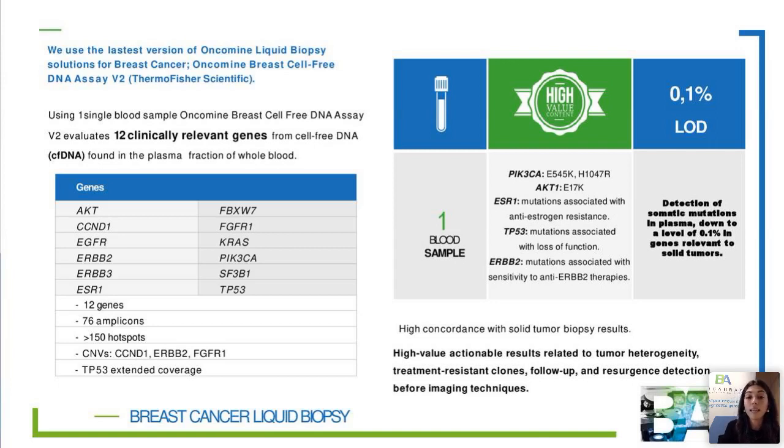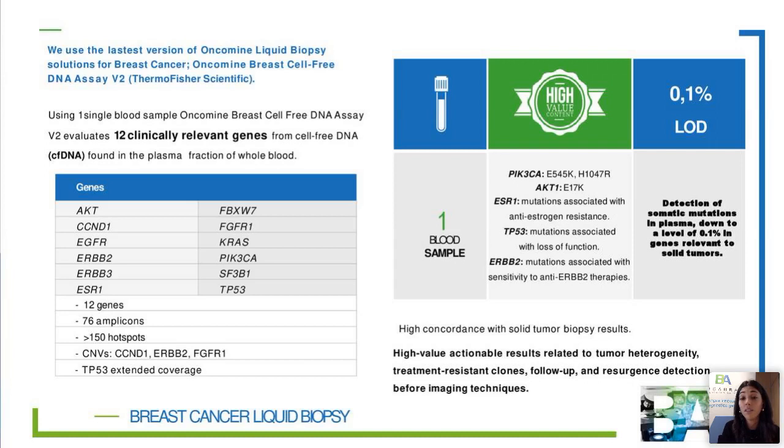We will be able to assay the ERBB2 gene, in which mutations have been associated with sensitivity to anti-HER2 therapies. Also, we check another promising marker, which is ESR1, in which mutations have been associated with anti-estrogen resistance. And the list goes on. I just mentioned some of them here.